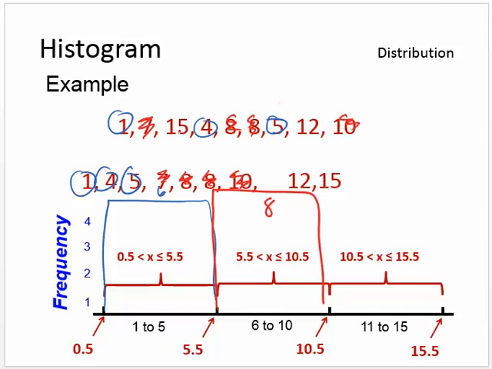And then the last one, there are 1, 2, 3, 4. So I would go with my frequency table here to 4. And this would now be my frequency table.